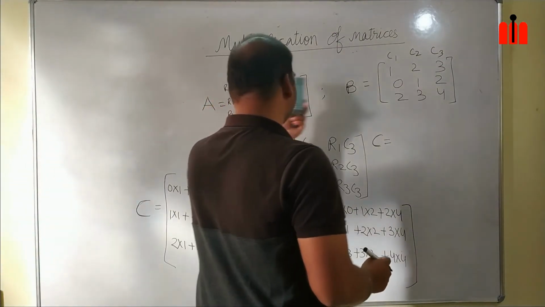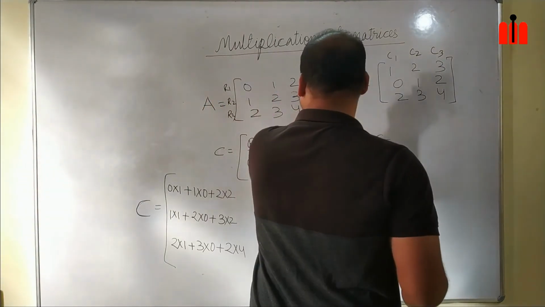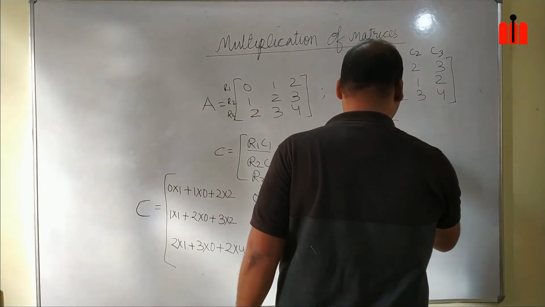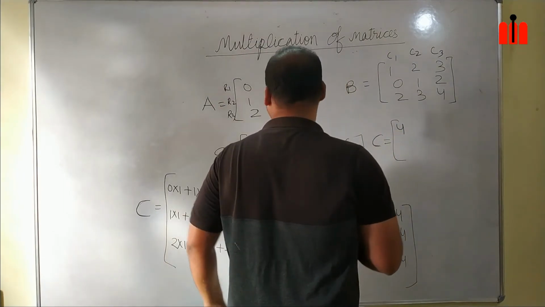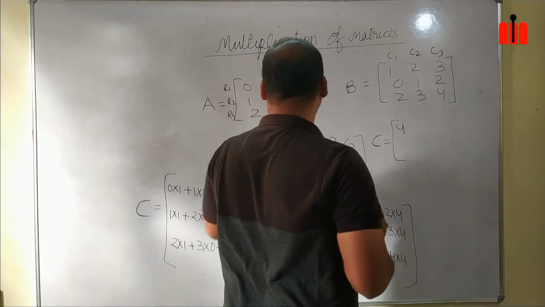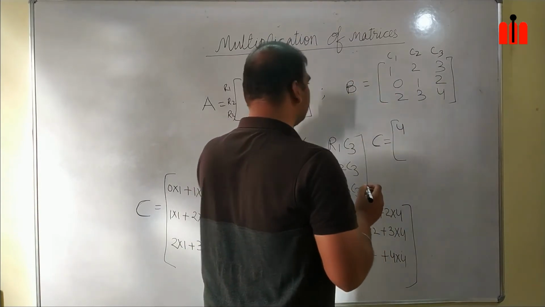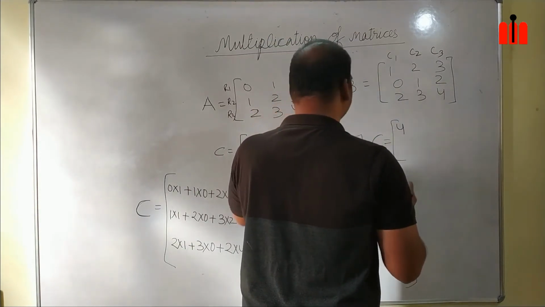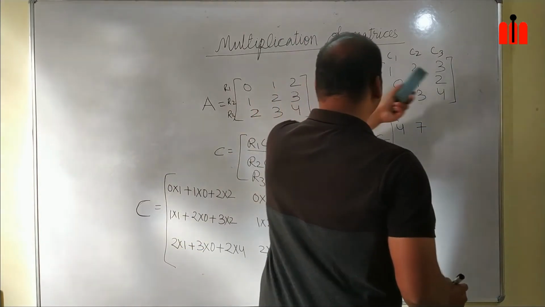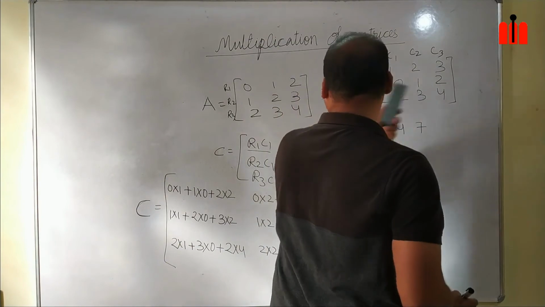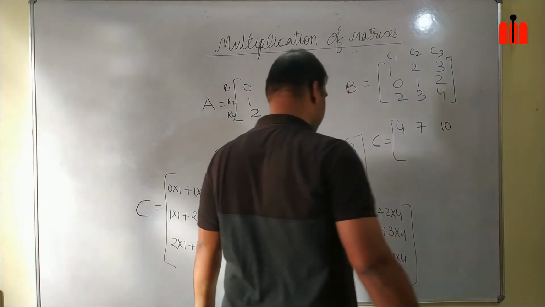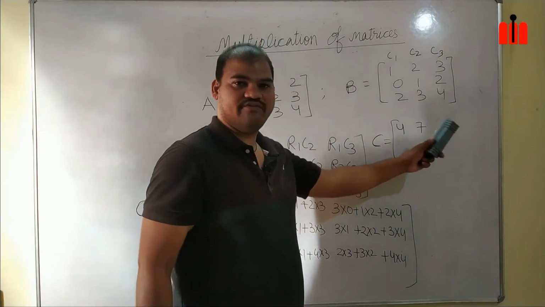So R1 C1: 0 into 1 is 0, 1 into 0 is 0, 2 into 2 is 4. So my first element will be 4. Now R1 C2: 0 into 2 is 0, 1 into 1 is 1, 2 into 3 is 6, so it will be 7, 6 plus 1 is 7. Then 0 into 3 is 0, 1 into 2 is 2, 2 into 4 is 8, 8 plus 2 is 10. So it will be 4, 7, 10.